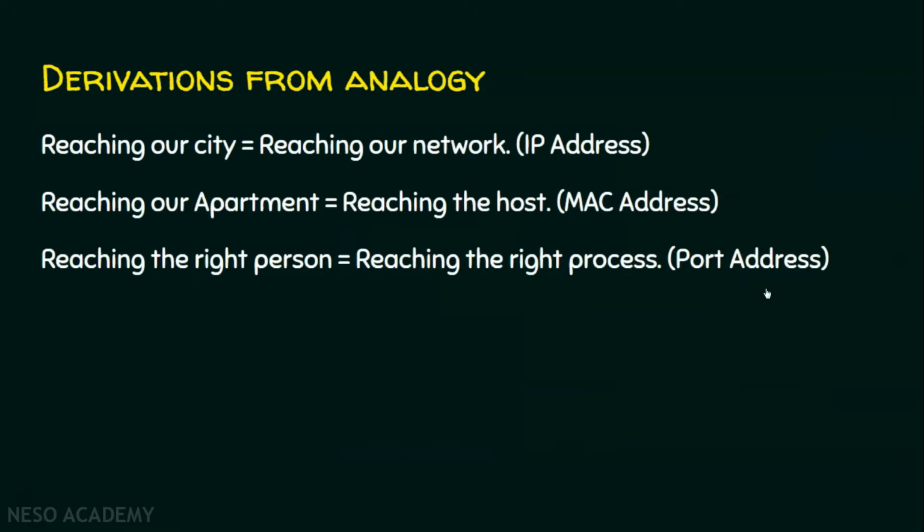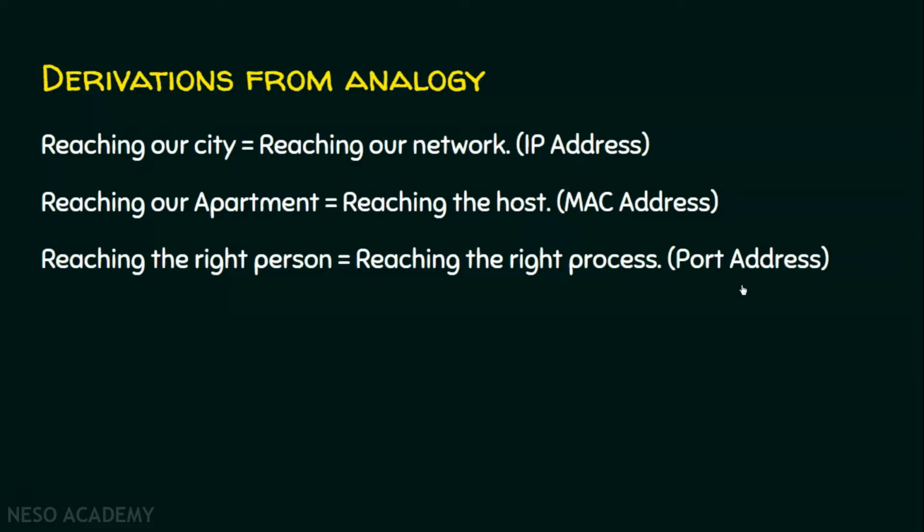What do we derive from this analogy? So the parcel has reached our city. Reaching our city is like reaching our network. So this is done by IP address. After reaching our network, reaching our apartment means reaching the right host. This is done with the help of MAC address. And reaching the right person in the apartment is like reaching the right process in the host. And this is done by port address. So now I hope you understood why we need port addressing.